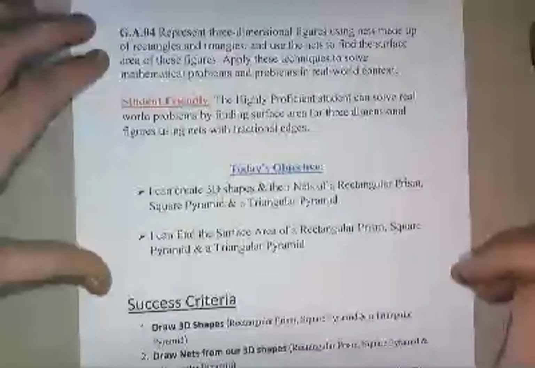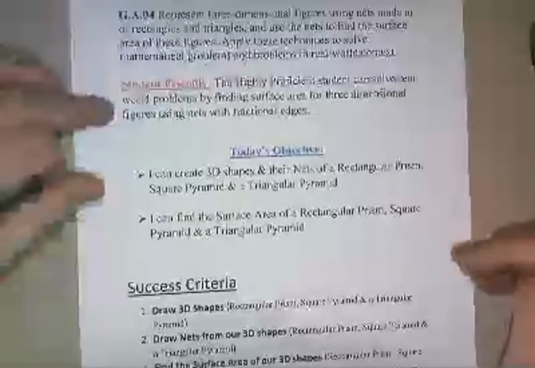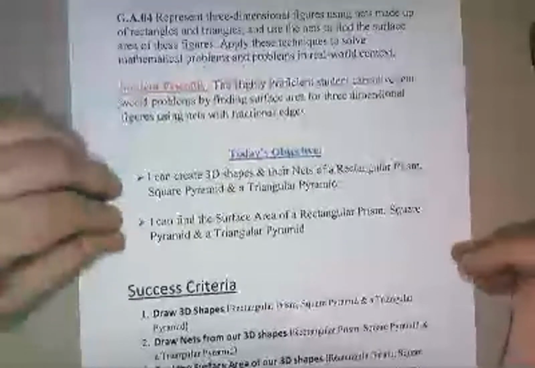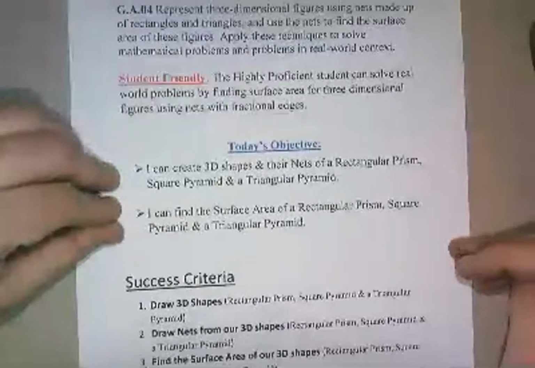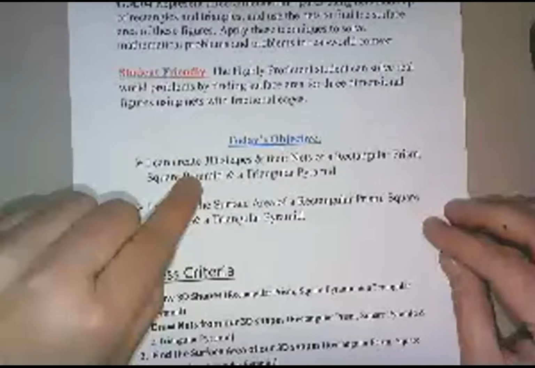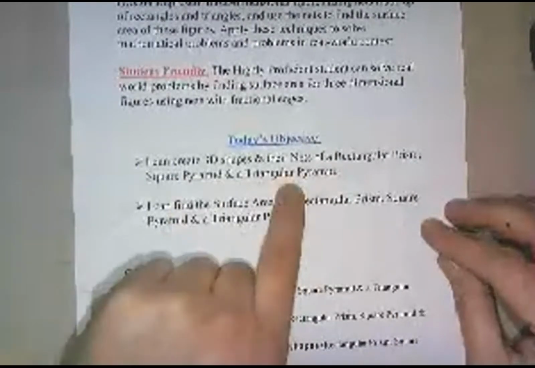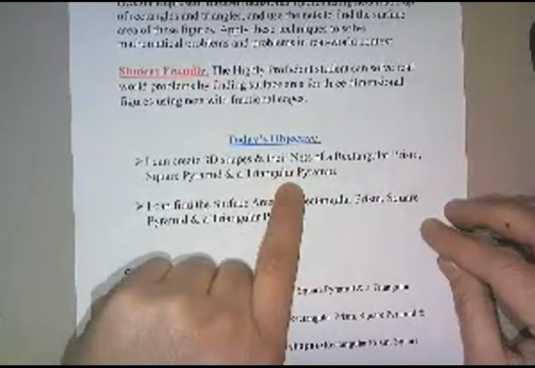So in order to be able to get to that main objective, our objective today is that you can create shapes and their nets of a rectangular prism, square pyramid, and a triangular pyramid. We're also going to find the surface area of a rectangular prism, square pyramid, and a triangular pyramid.